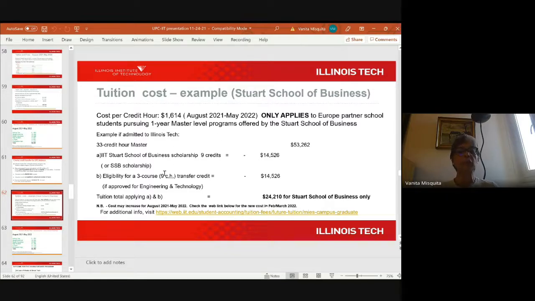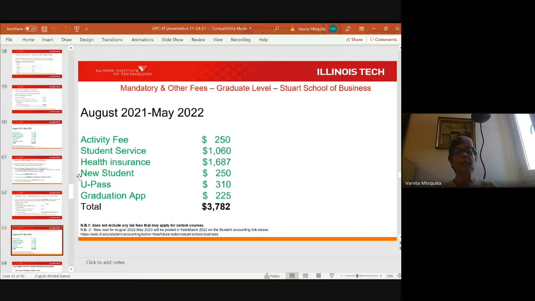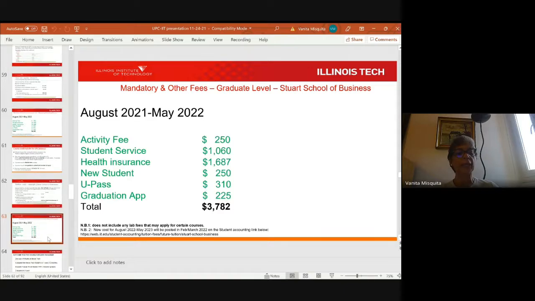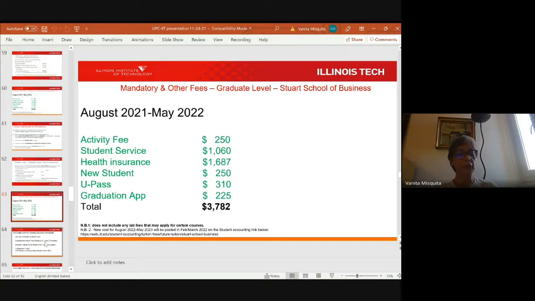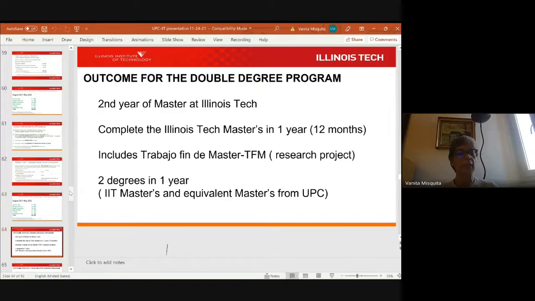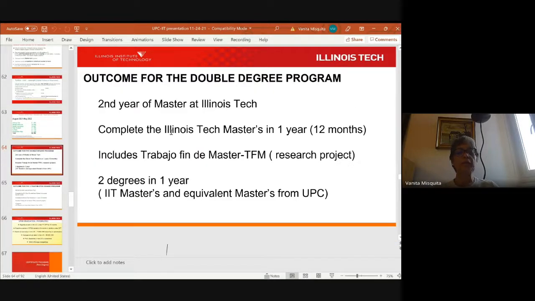However, for the Stewart School of Business, you're eligible to waive up to 3 courses, 9 credits or 18 ECTS credits. That would help lower the cost further to about 24,000. And their fees, because they manage their own budget, their mandatory and other fees are a little lower than the engineering and technology programs. So what is the outcome?